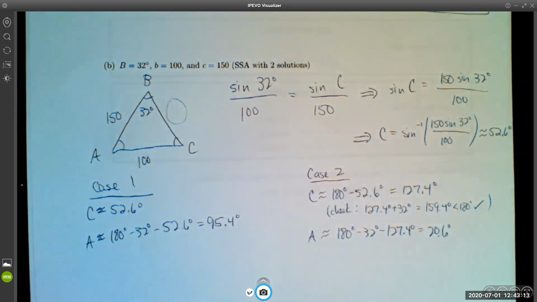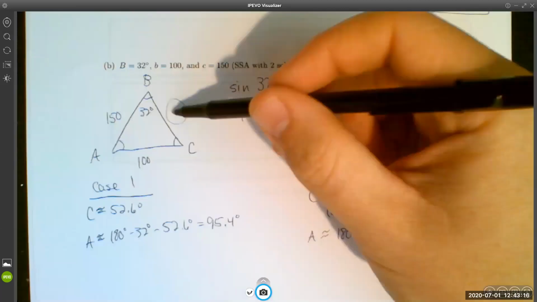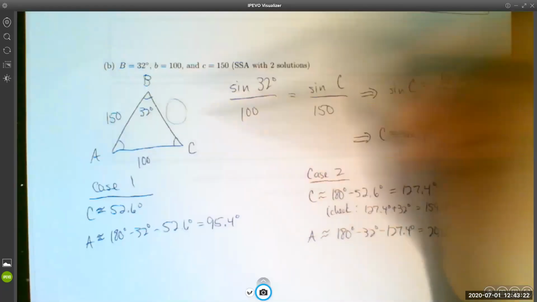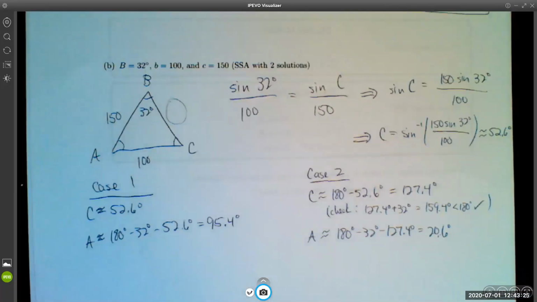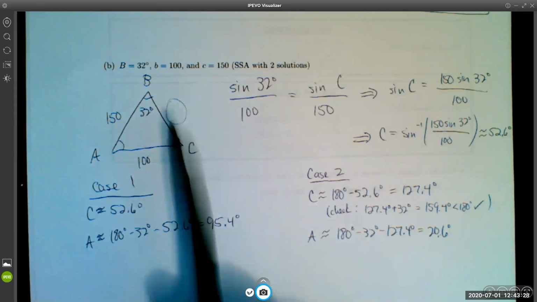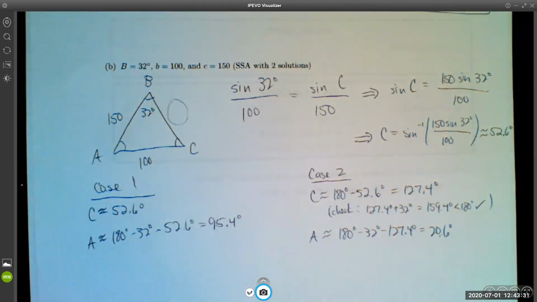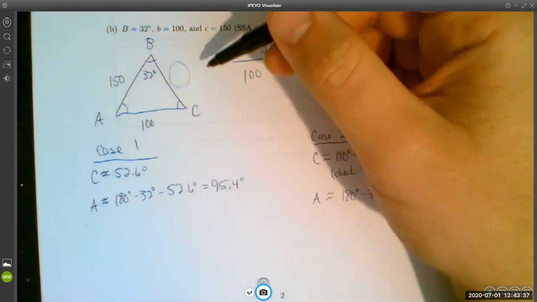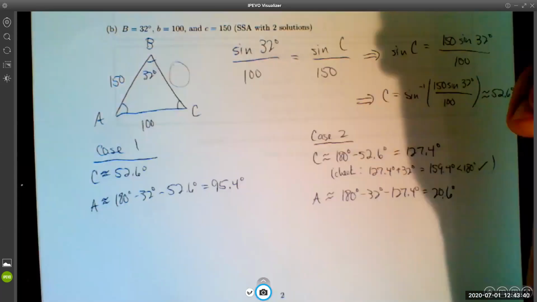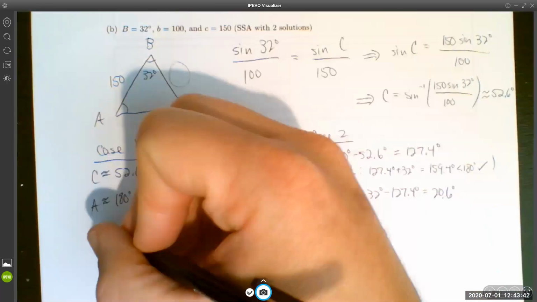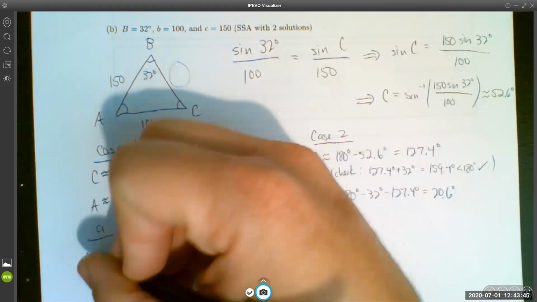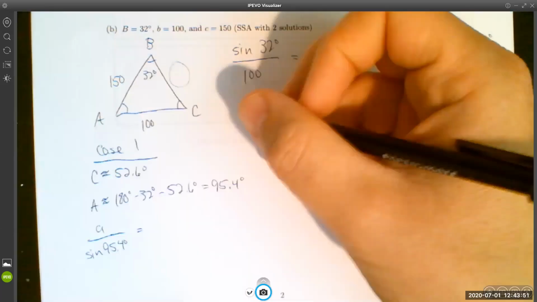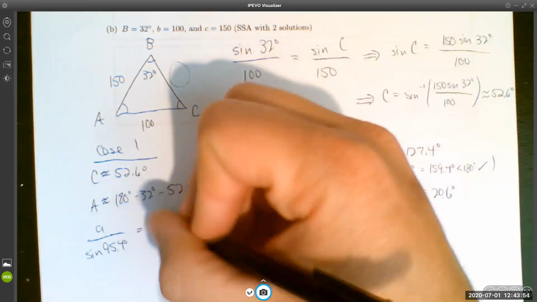Okay, and then the last thing we have to do is solve for side A, and we'll do that again using law of sines. You can't use Pythagorean theorem because this is not a right triangle. You could use law of cosines to solve for the missing side for sure, but I'm just going to use law of sines because I think it's a little bit easier. So I'm going to say A over sine A, which in case 1 I'm saying is 95.4 degrees, equals, let's use B again, B over sine B.